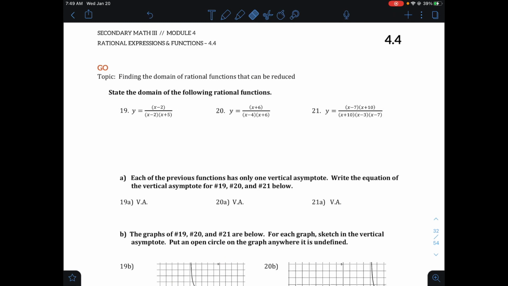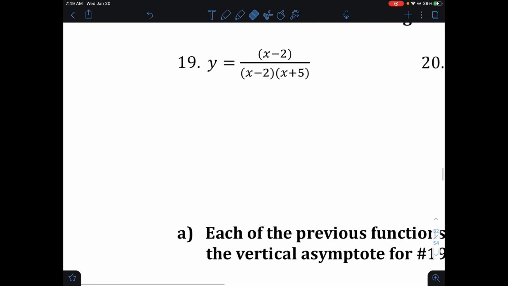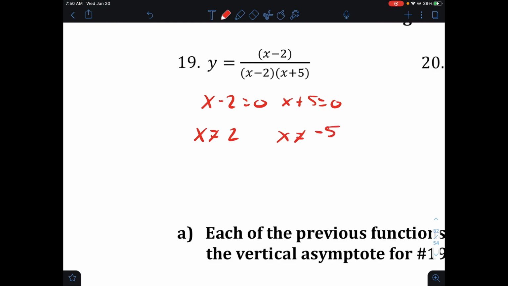All right, so now I want everyone to go ahead and flip to their Go problem 19. We're going to chat about that one. It says state the domain of the following rational functions. So remember when you're doing the domain, you can't have any zeros in the denominator. You set these equal to 0. So x cannot equal 2 and x cannot equal -5.